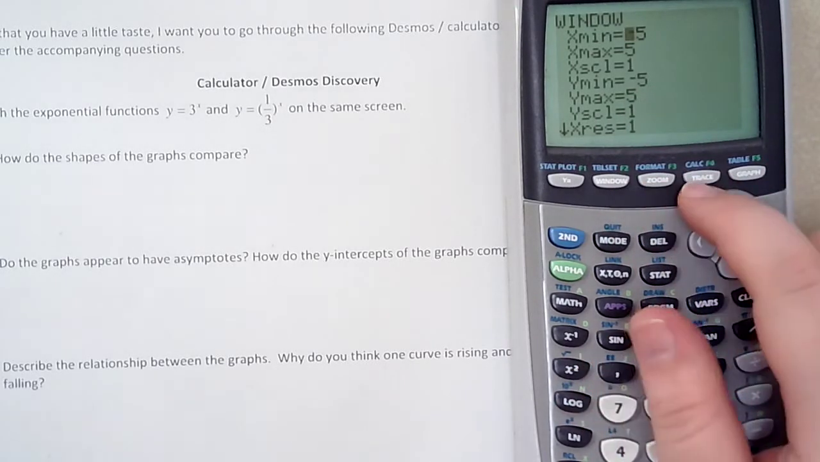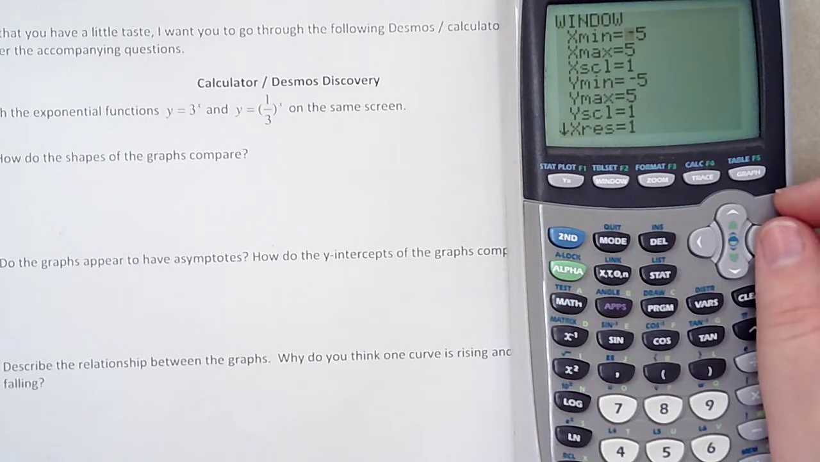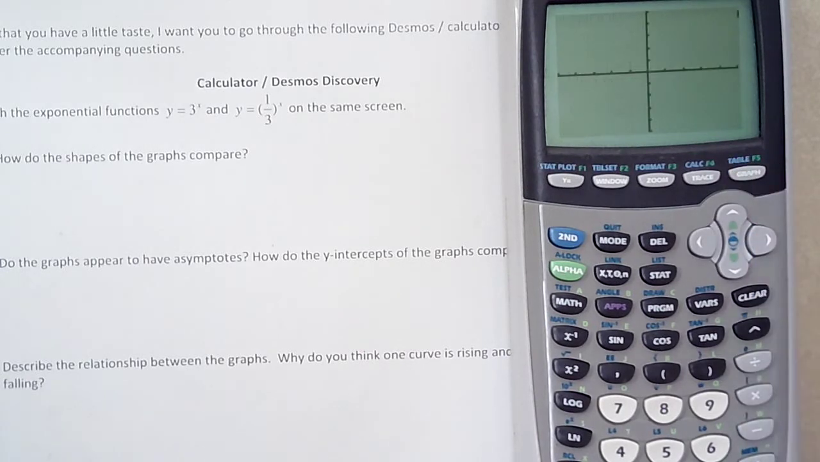There's some other buttons up here. Those are kind of cool. They're really helpful for the ACT, but I'm not going to go into those right now. Once you're ready, you can just hit graph. It's going to take a minute. It's loading up here. So that is our 3 to the x. You can see that one goes up. That one is our 1/3 to the x.